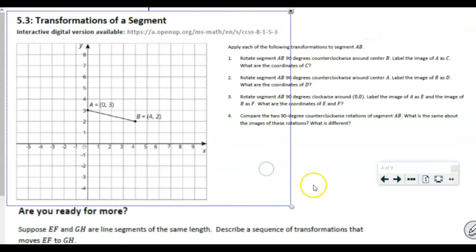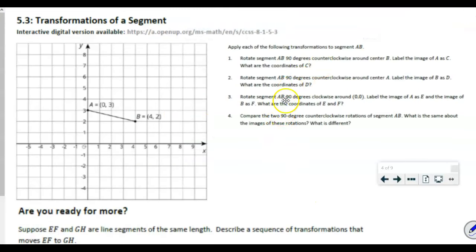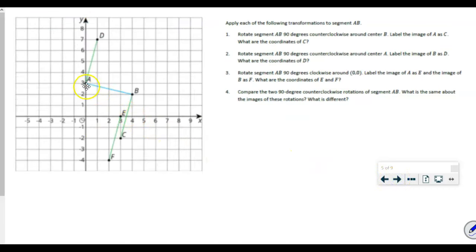Then we were also asked to rotate segment AB 90 degrees clockwise around 0, 0. And that is going to be labeled E and S. And I'm just going to show you the answer here. Again, this time we're still taking that same AB, but now we're poking a hole through the origin and rotating it, and now we can see E and S here. Okay? So this is what all of those rotations altogether look like.